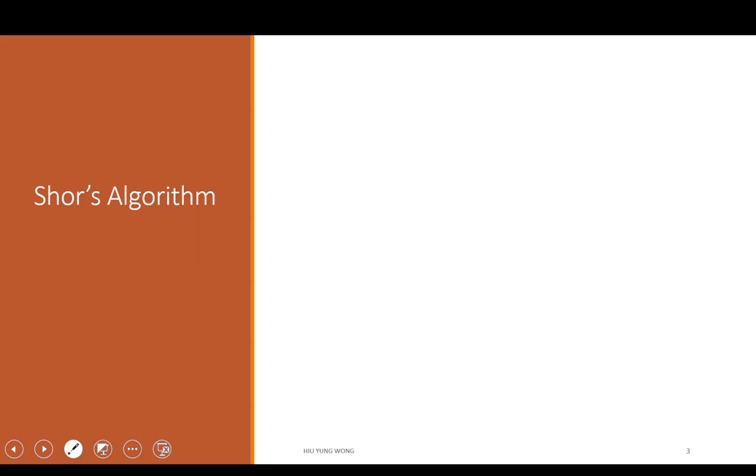Okay, so you will see that Shor's algorithm is mostly a classical part, but we use the quantum computer to do the most difficult part, which is called prime factorization. Okay, so let's take a look. You will see I spent quite a lot of time just talking about the background.